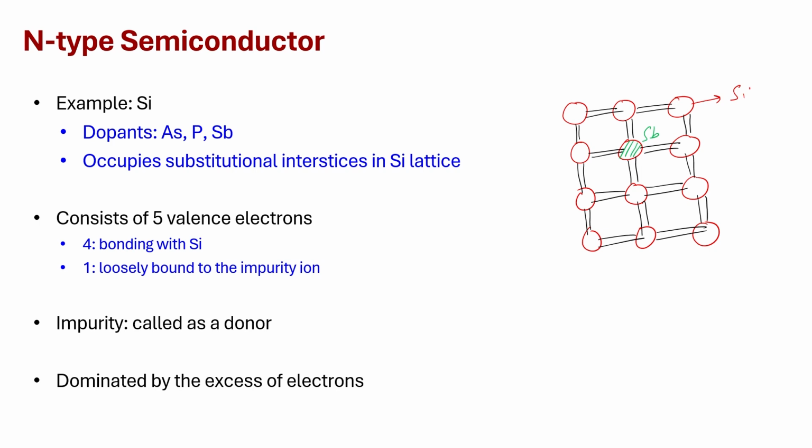When you put in antimony, it occupies the substitutional sites in the silicon lattice. It could be arsenic or phosphorus also. Antimony brings with itself 5 valence electrons. 4 of these will be used in bonding with silicon: 1, 2, 3, 4. So 1 will be here, 1 here, 1 here, 1 here. 1 is loose. This is your loosely bound electron.